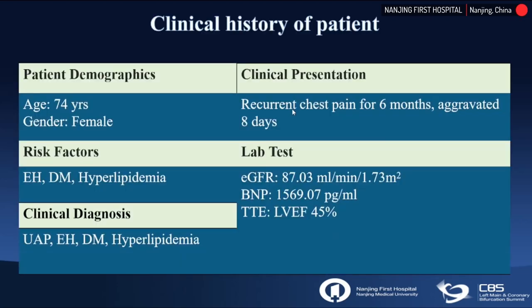Okay, thank you. It's my honor to introduce this case. This patient is a 74-year-old female. She was admitted to our hospital presenting with recurrent chest pain for 6 months, aggravated for 8 days. Her risk factors included essential hypertension, diabetes, and hyperlipidemia. Lab tests at our hospital showed her eGFR was almost normal. BNP was significantly elevated. Echo showed her left ventricular ejection fraction was 45%. She was diagnosed with unstable angina, essential hypertension, diabetes, and hyperlipidemia.